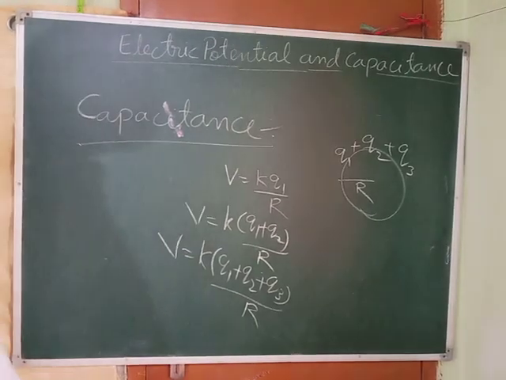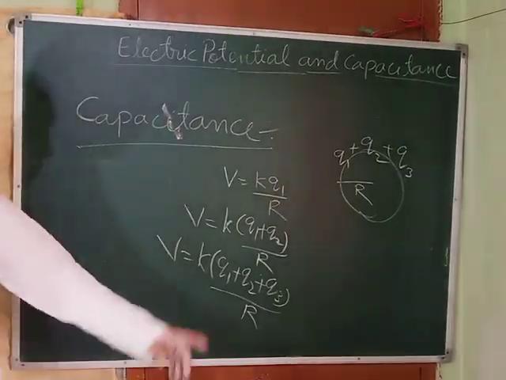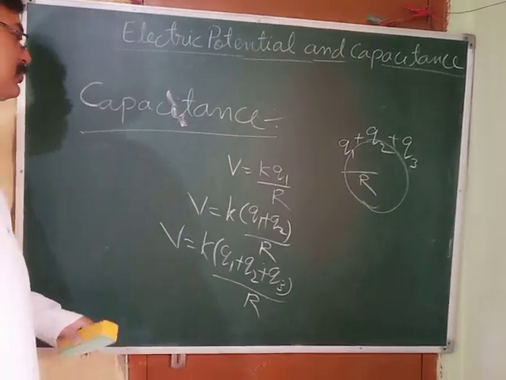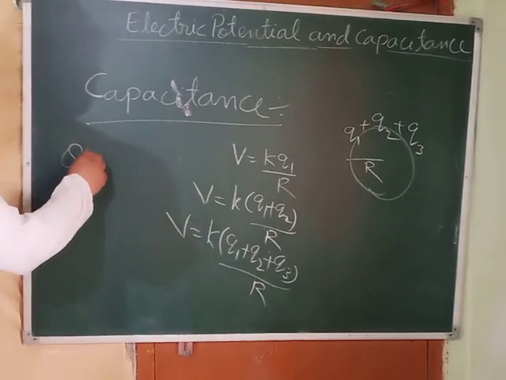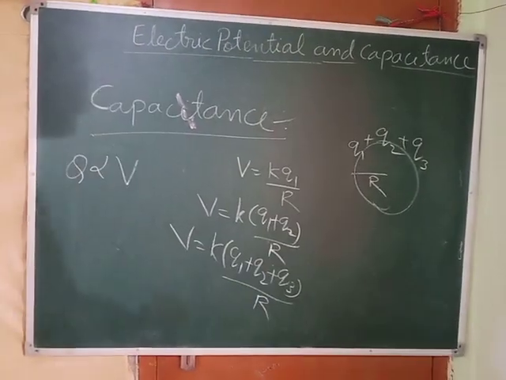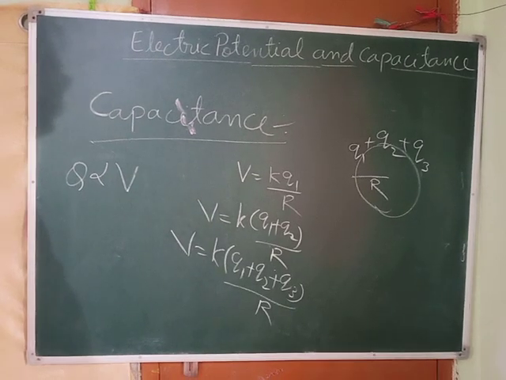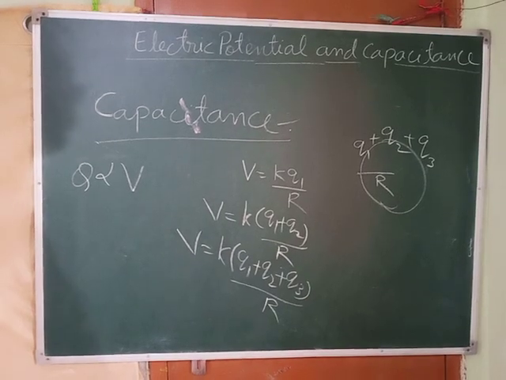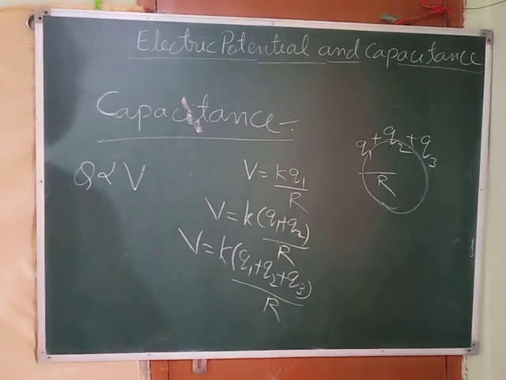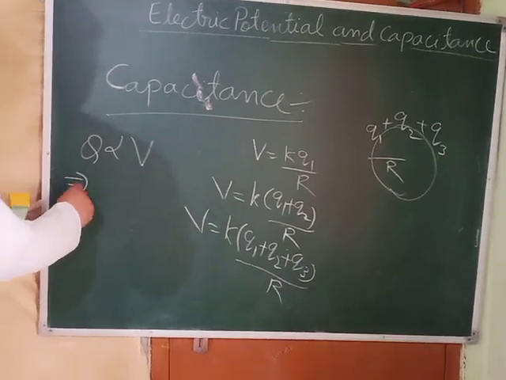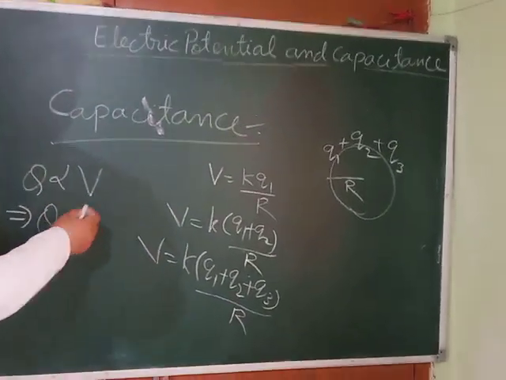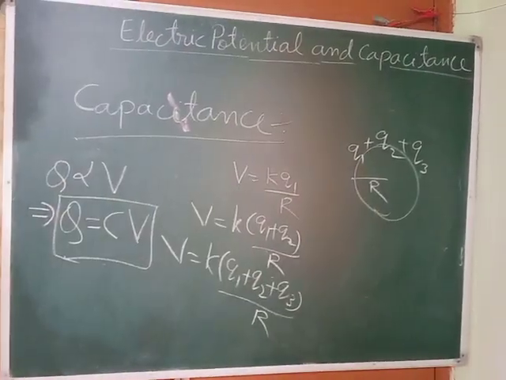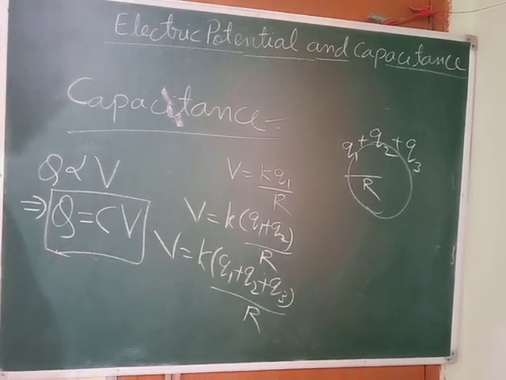So what can we say? What is the cause actually? Charge is the cause, potential is the effect. Yes or no? So we can say that Q is proportional to V. More the charge, more will be the potential on the surface of the conductor. Clear? From here, Q equals a constant, the constant being C, times V. That's what we get.